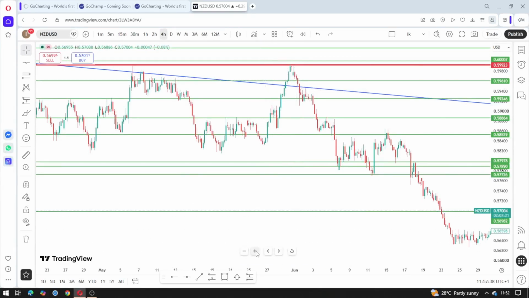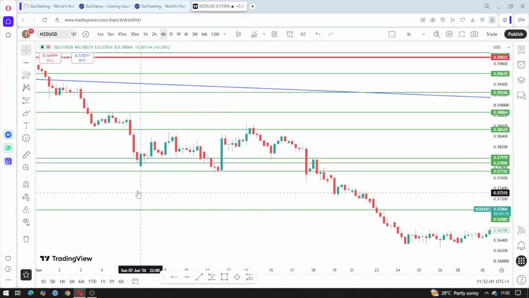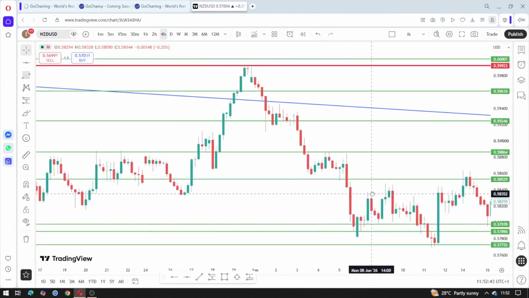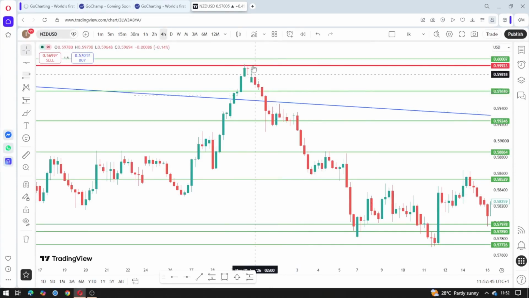So, but now, look at what happened. What kind of pattern got formed at that point? All right. So this is a variation of evening star.